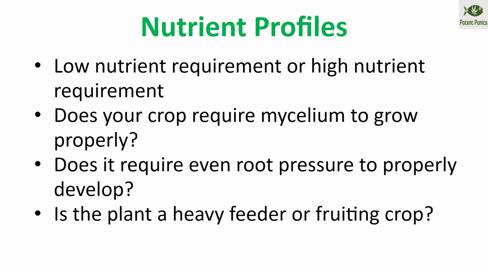And then, is the plant a heavy feeder or fruiting crop? Spinach and strawberries plow through iron at a much higher rate than many other crops. Strawberries also plow through calcium at a faster rate than a lot of other crops. Tomatoes plow through calcium at a pretty high rate. Peppers plow through calcium. So making sure you have an idea of the general nutrient requirements of your crops and making a little game plan for that can be very important.